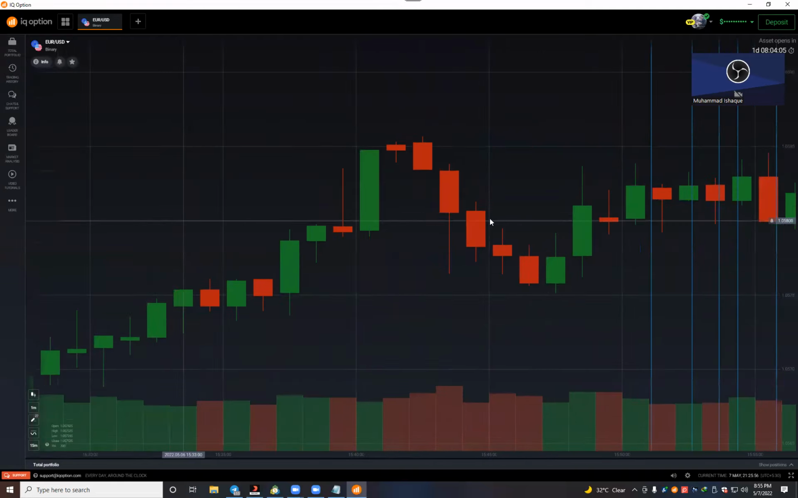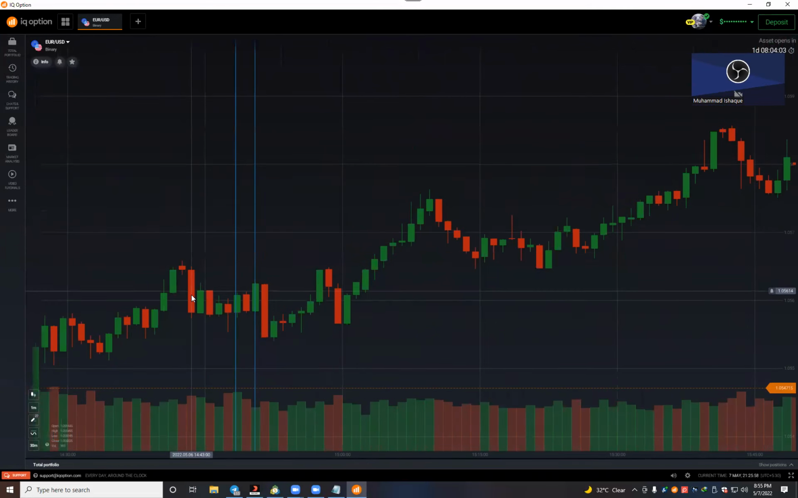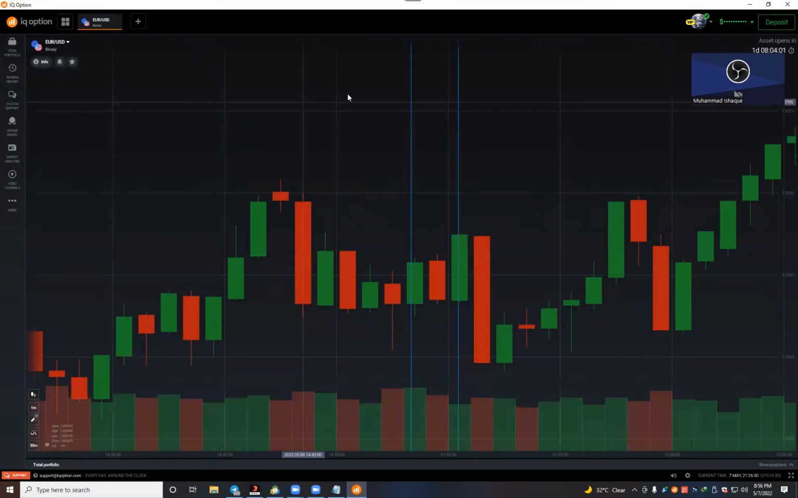Come here in the next setup. This green candle has an upper wick. It closes, not breaking. It directly closes, I think. Okay. But we are not considering this setup because it's breaking a little bit.